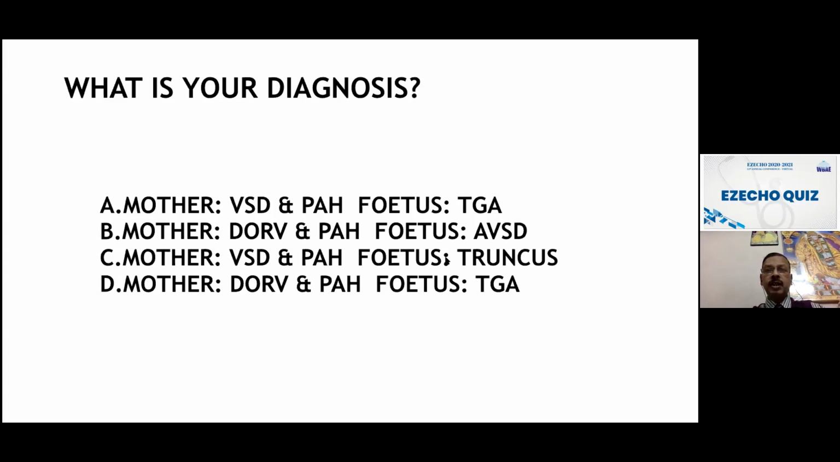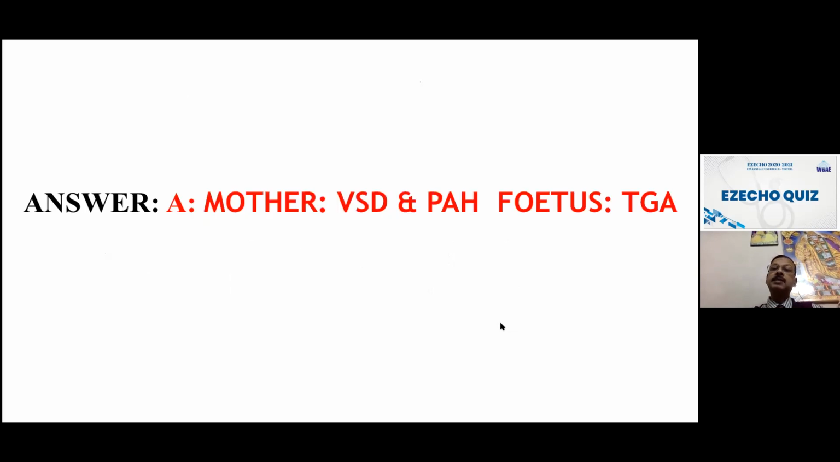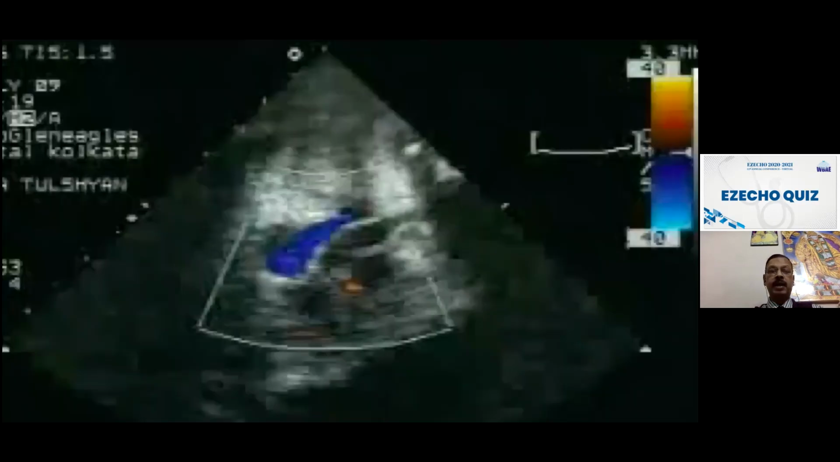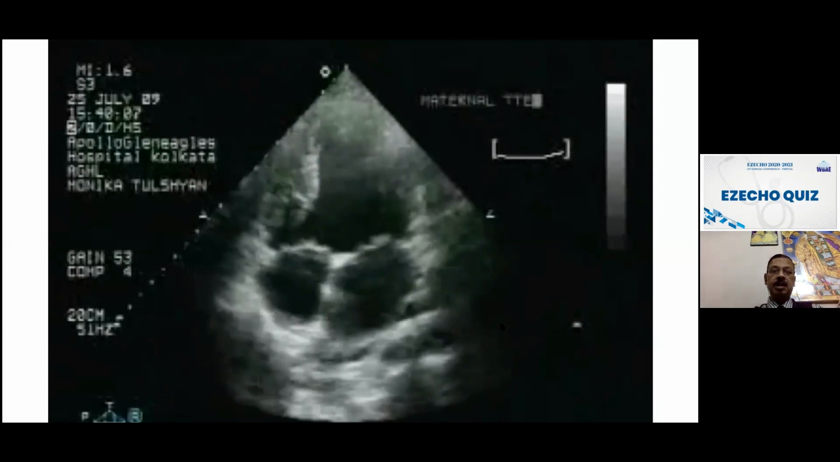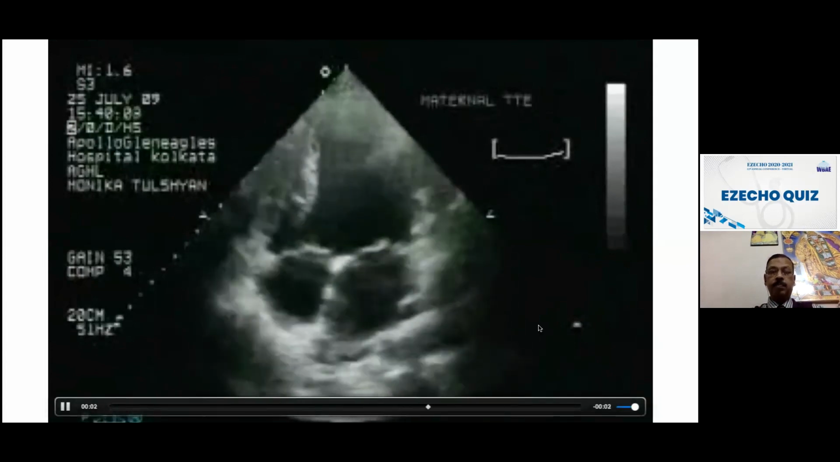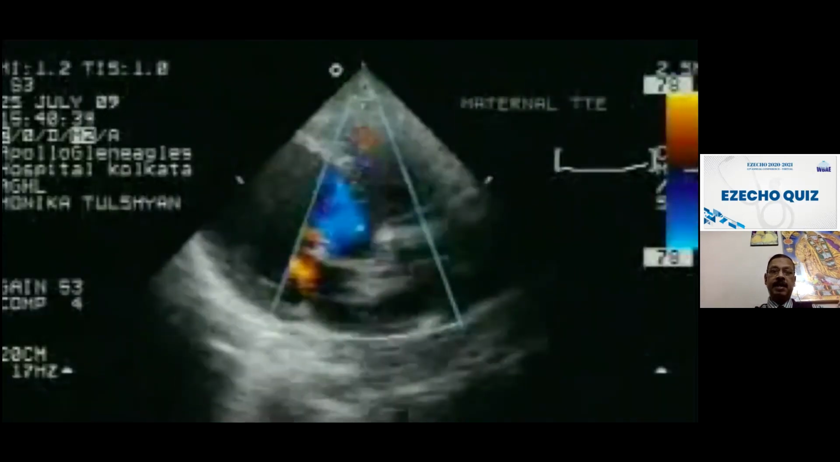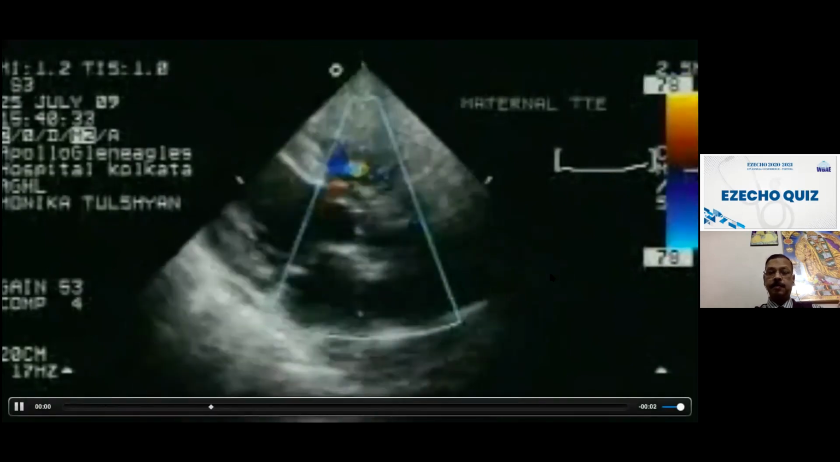Majority, 39%, have chosen B: VSD PH in the mother and VSD PH in the fetus. So what should be the answer? The mother has VSD and pulmonary arterial hypertension, the fetus has TGA. Why? Look, the mother is no problem. This is a large VSD, and PH you can see in this. There is a bidirectional shunt in this VSD.